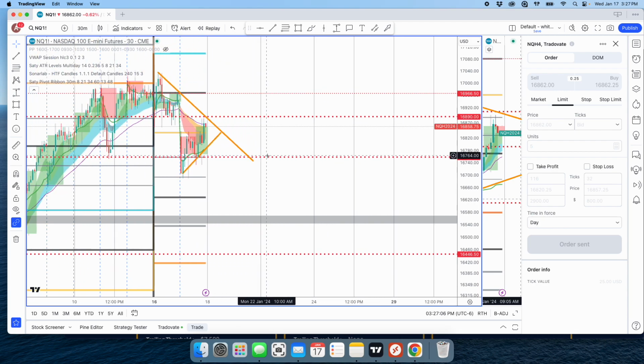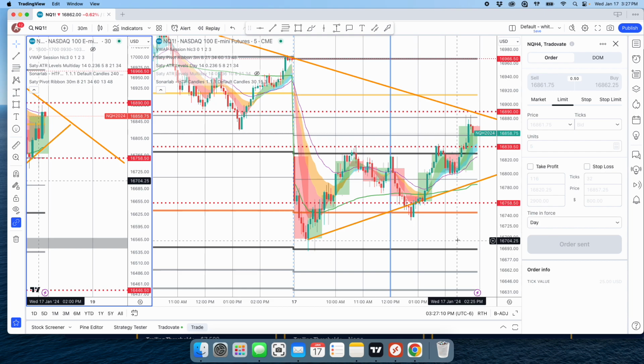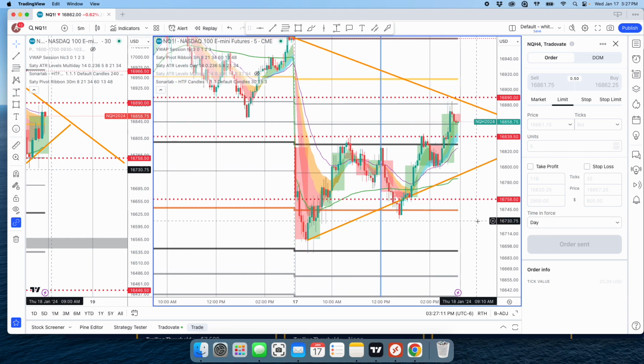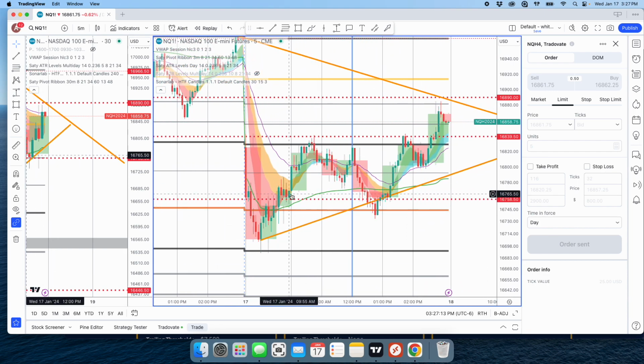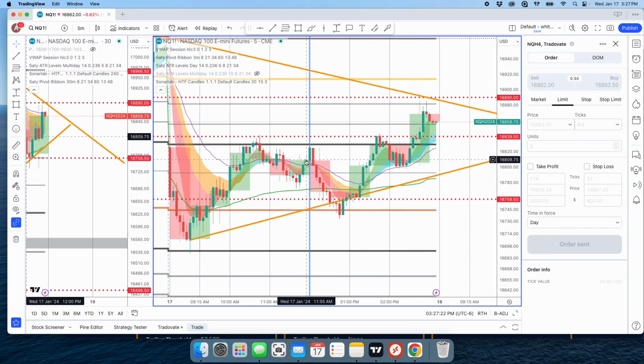So just be really nimble, but all we're trying to do again is take what we can from the market, and there were plenty of opportunities right here to make probably 300 to 500 points. There's multiple 50 points, and if you're a 30-point person, there's plenty of 30-point areas.